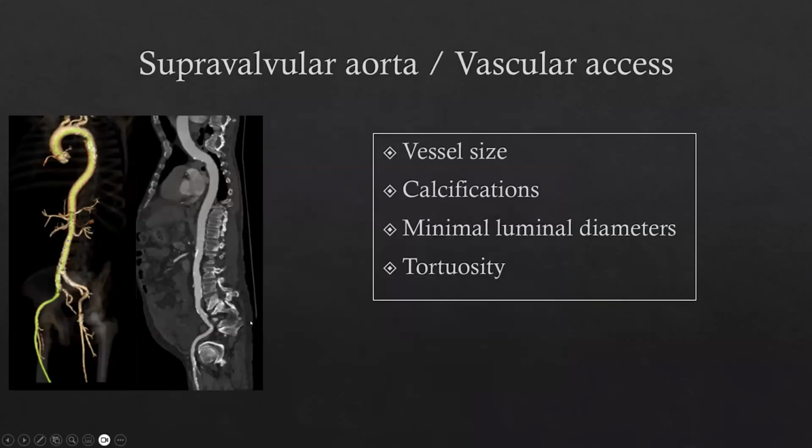And really what we're looking at here is vessel size and vessel calcification, which is important, particularly dense circumferential and horseshoe calcifications, which are not great things for a large catheter coursing through a vessel. We measure minimal luminal diameters to make sure that there's enough space for these large catheters and delivery devices to get through, and also the vessel tortuosity. So again, these large catheters have trouble getting around a lot of tortuosity.